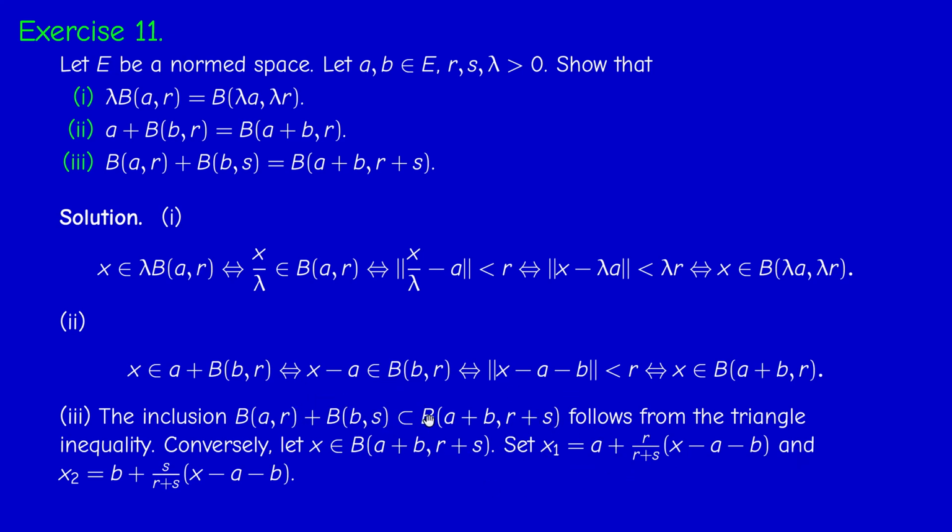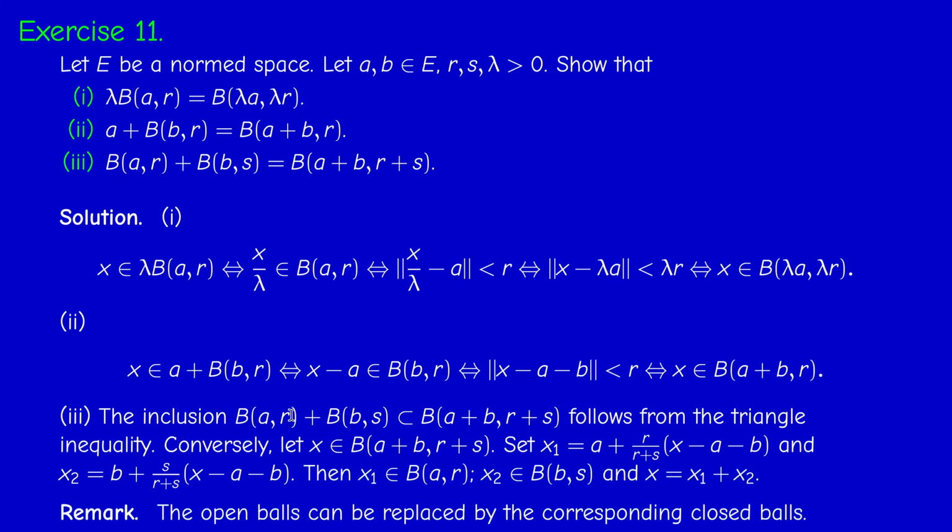And now it's easy to check that x1 is in this ball, because x1 minus a is just r over r plus s times x minus a minus b. So when you take the norm, you get that it's less than r over r plus s times r plus s. So this is r. So it's easy to check now that x1 is in the first ball and x2 is in the second ball. So an element here is here. And this concludes the reverse inclusion. So we have equality actually.